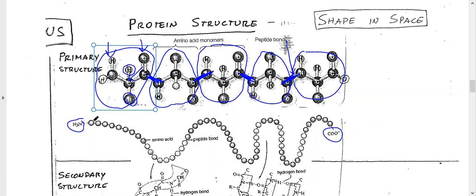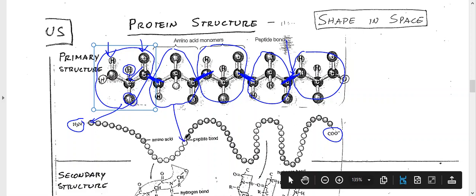Each one of these little circles is an amino acid, right? Each one of these is an amino acid. Just for simplicity, you're not always going to see all the atoms, you're just going to see these little balls. It looks like a necklace, right? And then the lines between them are the peptide bonds.